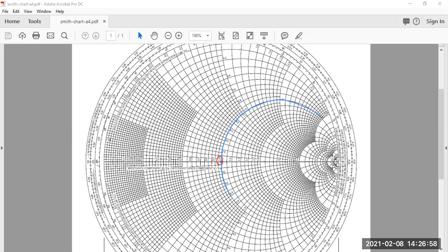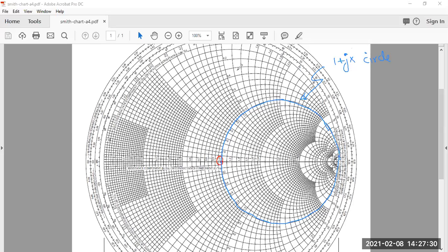Have you identified it? Yes, sir. Okay. So this is the 1 plus jx circle. Whenever I use this terminology, 1 plus jx circle, you should know that I am referring to this particular circle on the Smith chart.